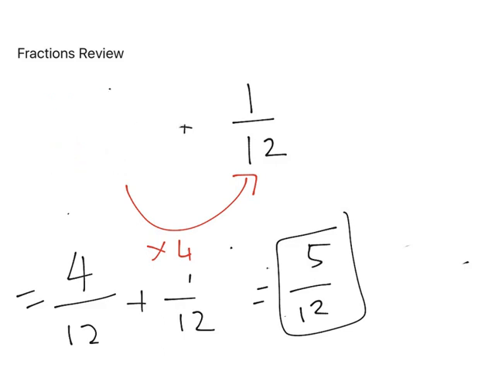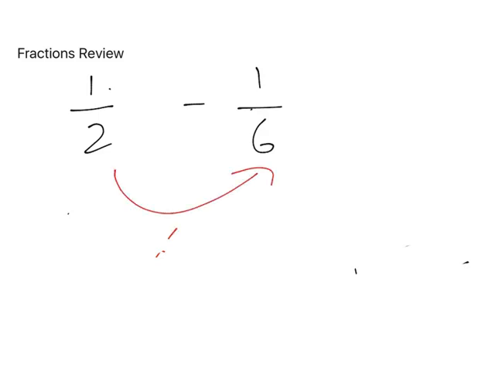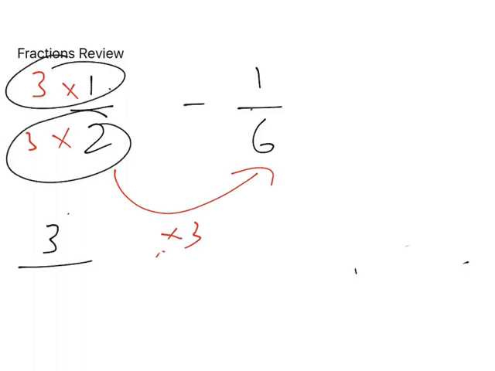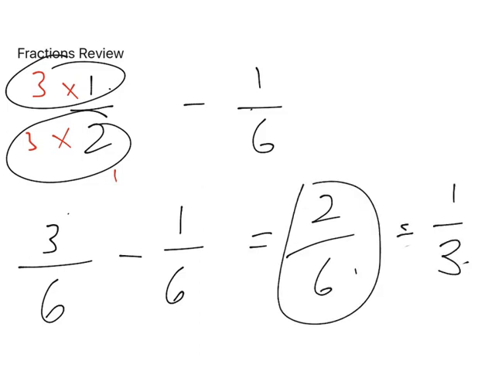One more example, one final example for this video. Subtraction works the same way. 2 times 3 is 6, so I'm going to times 3 times 3. 3 times 1 is 3. 3 times 2 is 6. So we have 3/6 minus 1/6, which is 2/6. That's correct. That's also equal to 1/3. But 2/6 is also a correct answer.